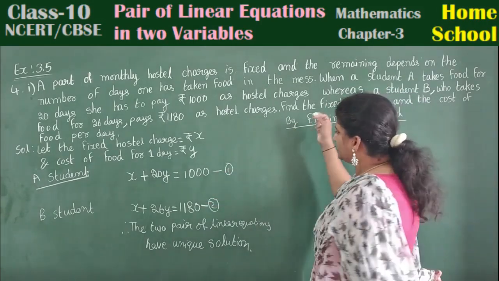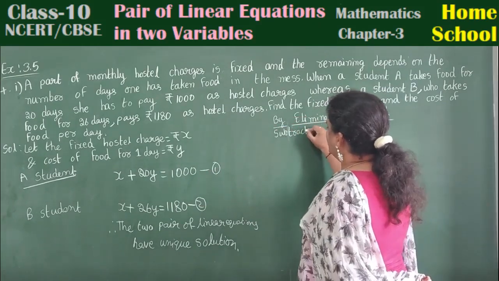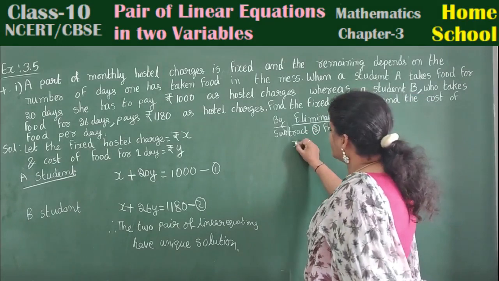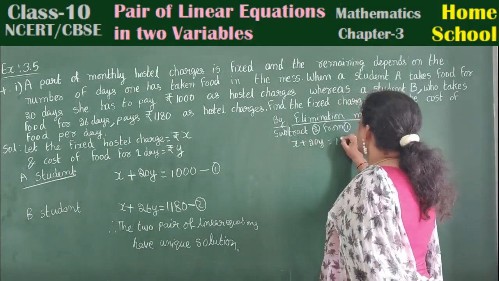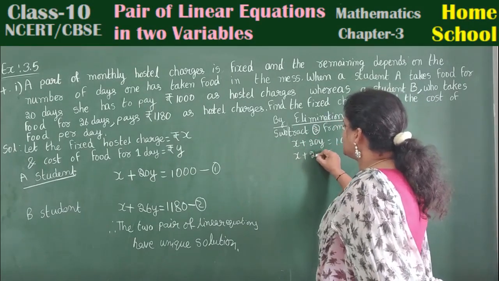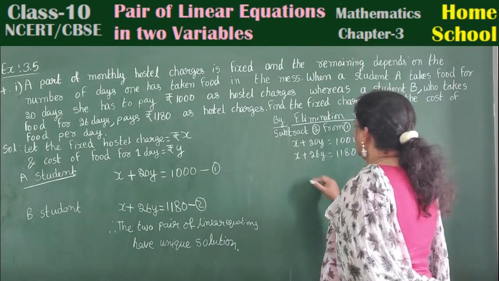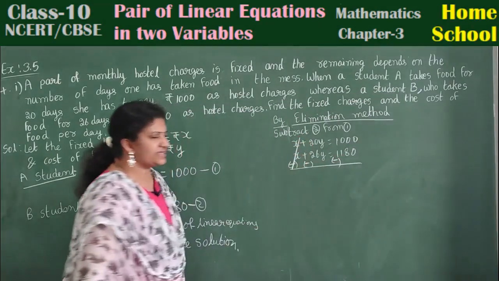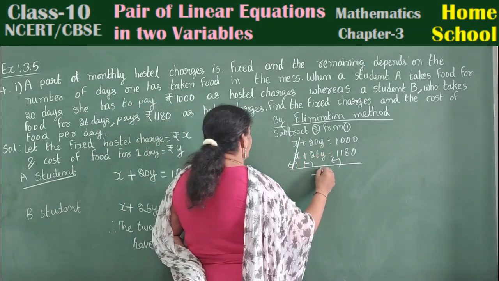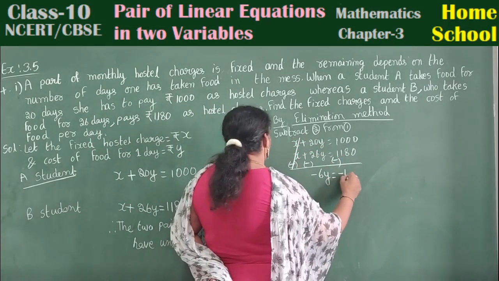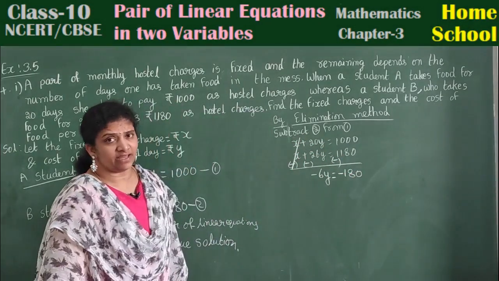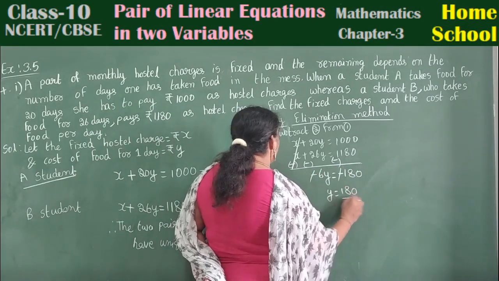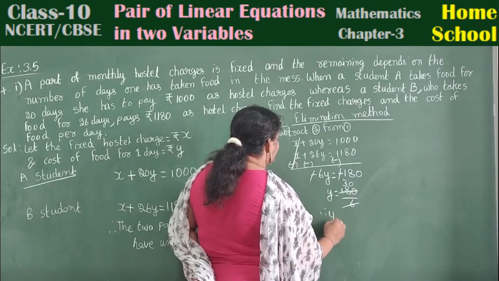Rewrite the equation, children, or just subtract, you can say. Subtract equation 2 from 1. That is, you need to write first equation, x plus 20y is equal to 1000, and then second equation, x plus 26y is equal to 1180. Subtract. If you subtract, signs will be changed. Change the sign. Plus x minus x will be cancelled. 20 minus 26, minus 6y is equal to minus 180. 1000 minus 1180 will be minus 180. Minus minus cancel. 180 by 6, 30. Therefore, y is equal to 30.